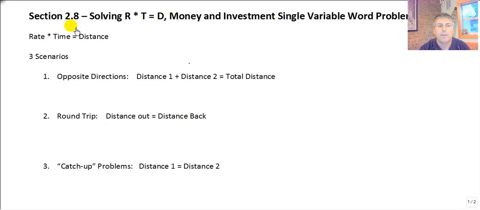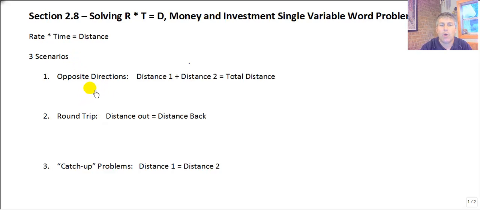Welcome back. In this video, we're going to continue our study of word problems, and we're now going to solve rate times time equals distance problems, money and investment single variable word problems, meaning we're going to still continue to work with one variable. We're going to begin by looking at rate times time equals distance problems. There are three different scenarios that we'll see in rate times time equals distance.